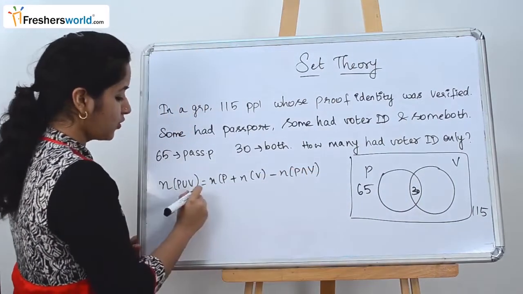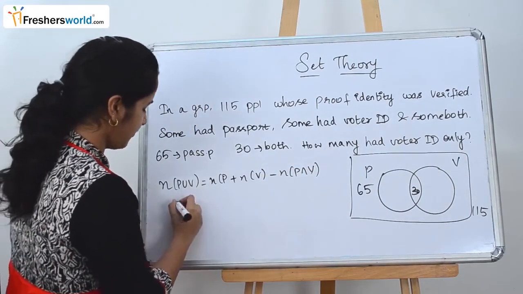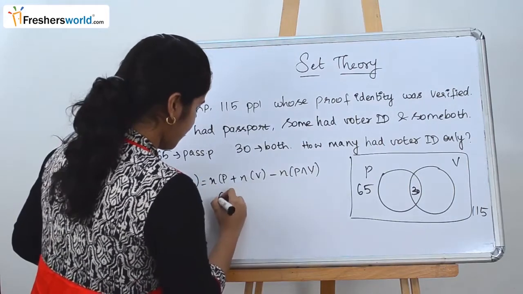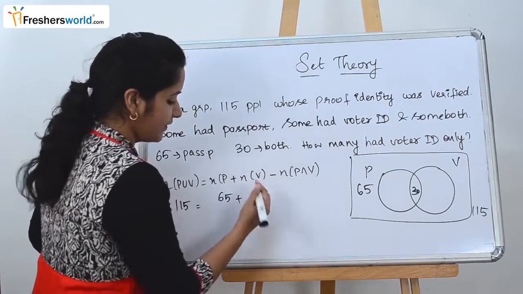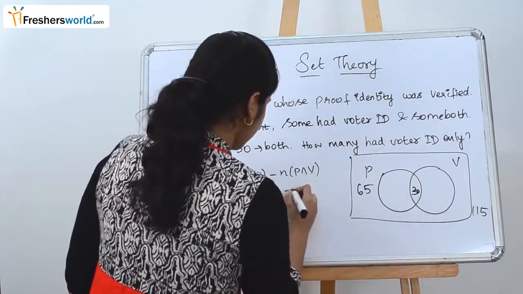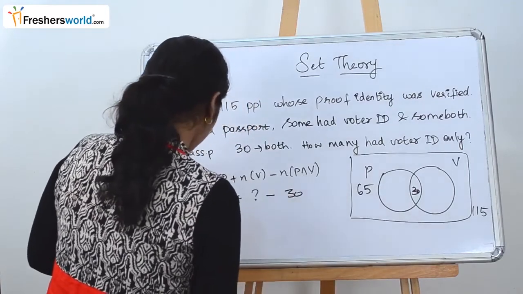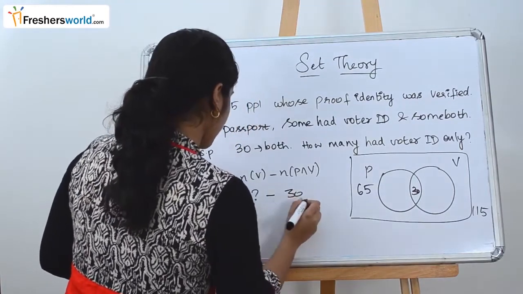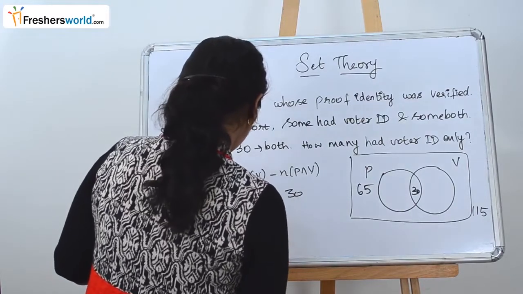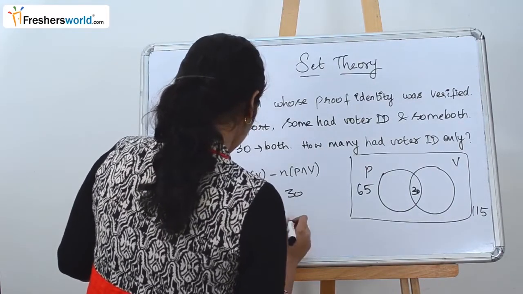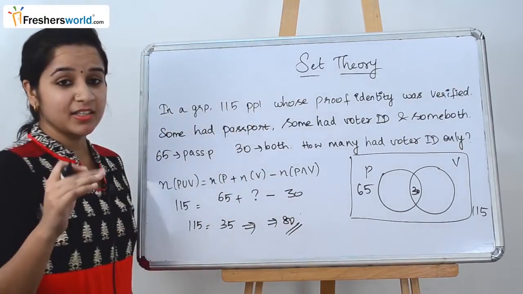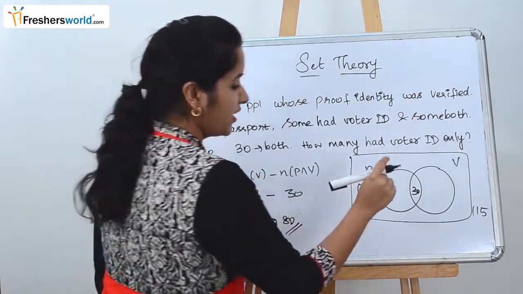So we know the total number of people is nothing but 115. n of p is nothing but 65, plus n of v, which we don't know, we are going to find it, and n of p intersection v is 30. So 115, 65 minus 30 is nothing but 35. So n of v is equal to 80. So 80 is the number of people who have only voter ID.